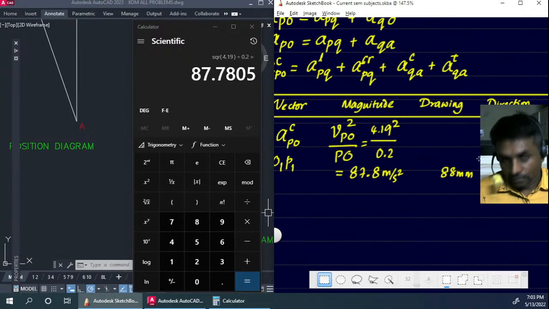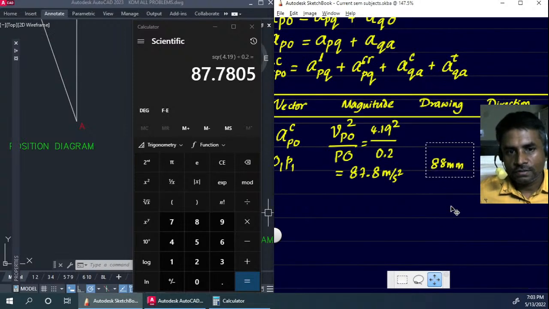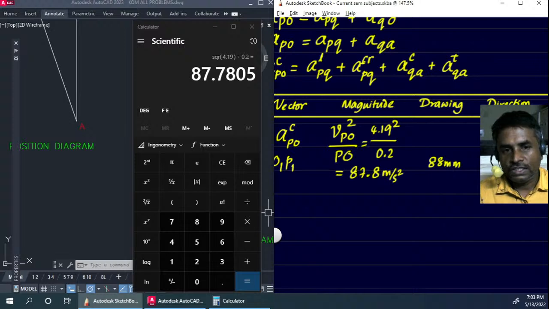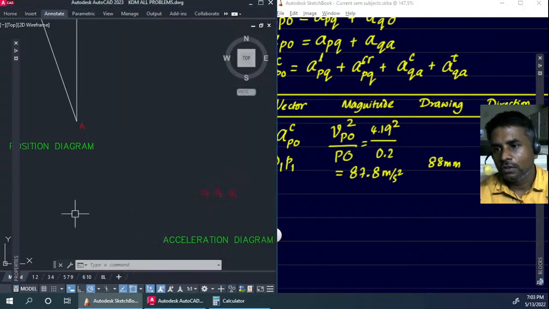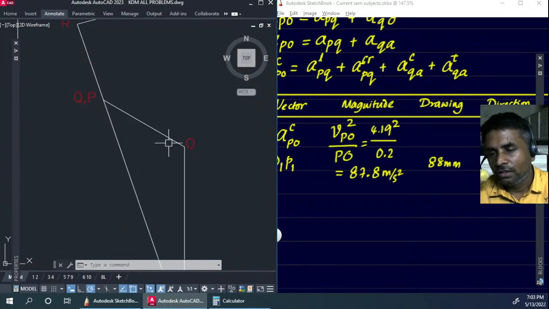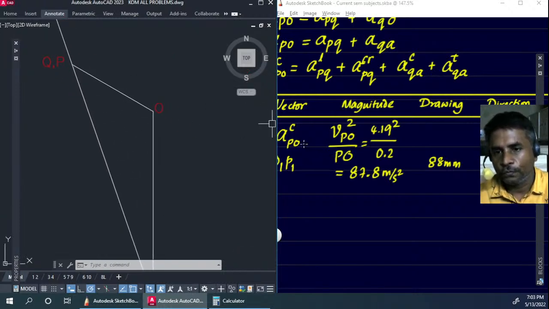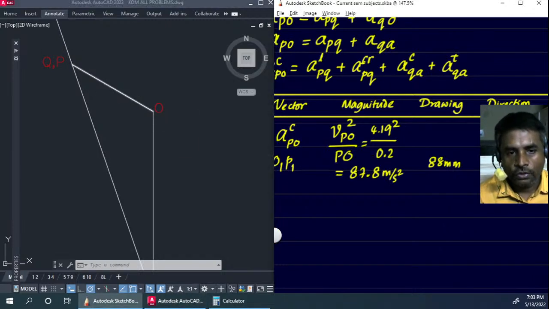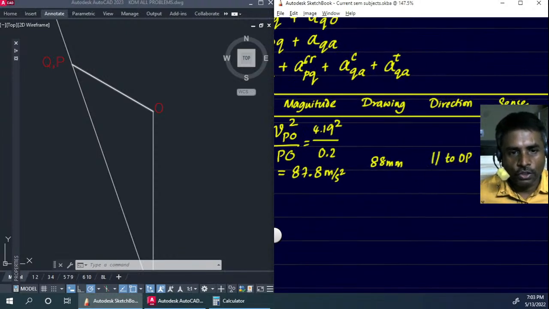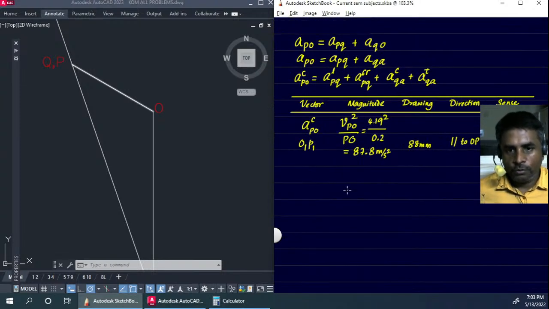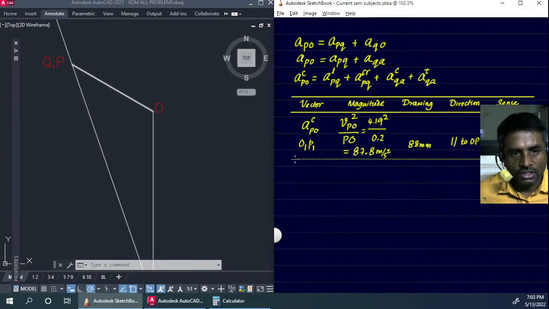What will be the direction of this? This will be the length we are drawing. The direction of this will be, if you see here the diagram, the centripetal acceleration will be towards O, and it will be parallel to OP, and it will be towards point O. So we were able to define the centripetal component of acceleration, or the total acceleration for the point P at this point.